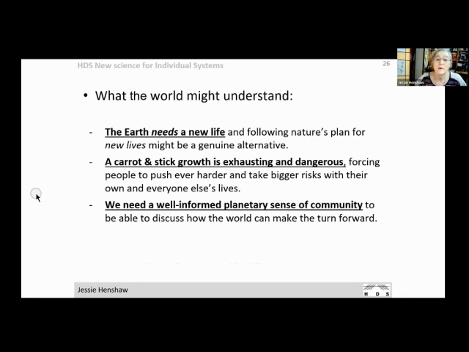So what the world might understand, though, is that the Earth needs a new life. I think an awful lot of people could understand that. Carrot and stick growth is exhausting and dangerous. You don't have to explain it, you just say it. I think a lot of people would get that. And we need a well-informed planetary sense of community. Lots of people would get that. How to achieve that? That's the problem.